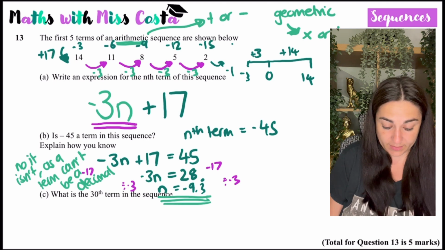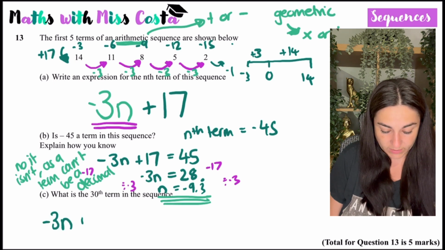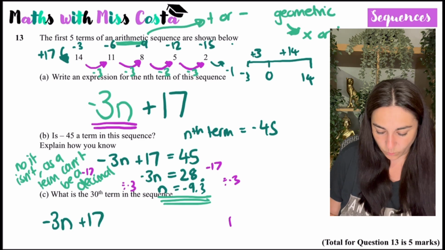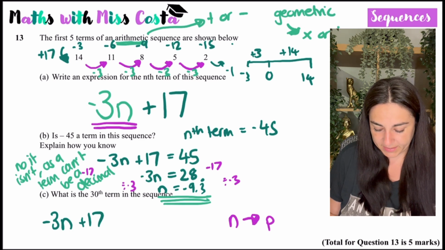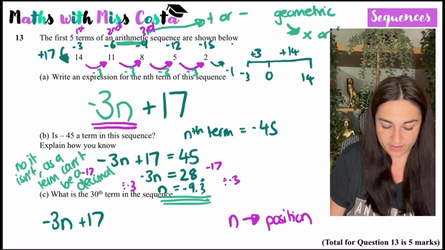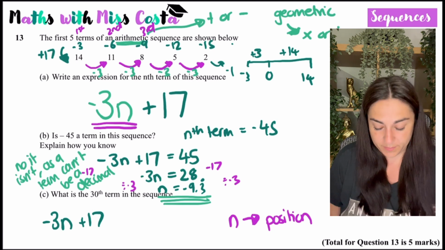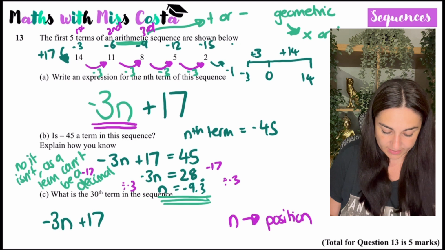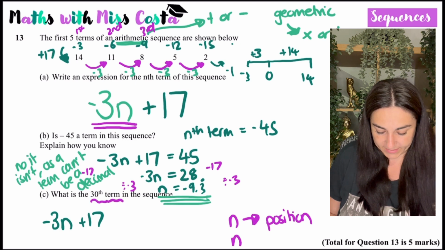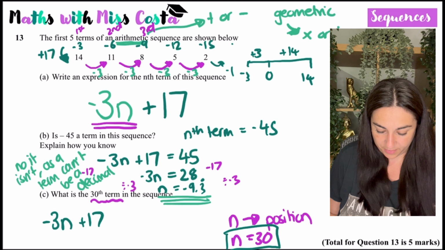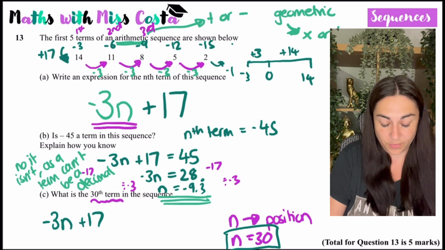So again, I use the rule for the sequence. So this rule comes in very handy for so many different things. And what n actually represents is the position. So like, is it the first term? Is it the second term? Is it the third term? So for the first term, you'd say n is 1. For the third term, you'd say n is 3. So for the 30th term, we'd say n equals 30. And we'd substitute n equals 30 into the rule.